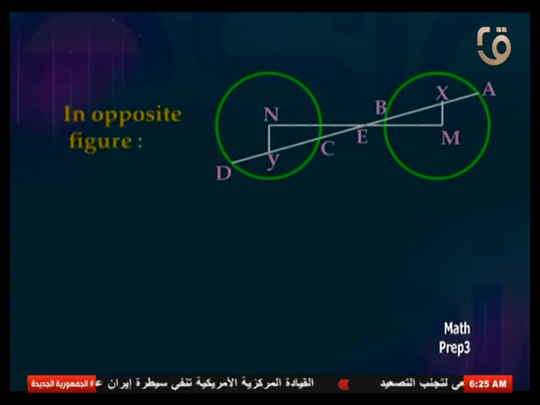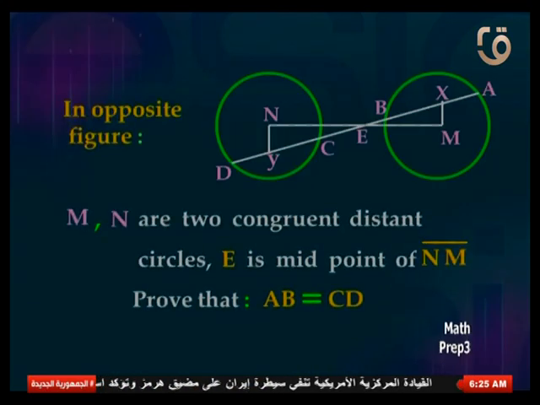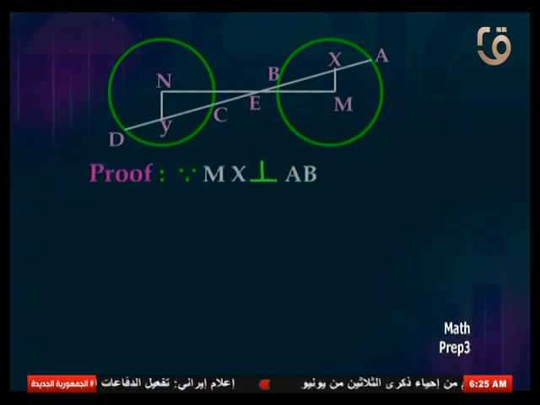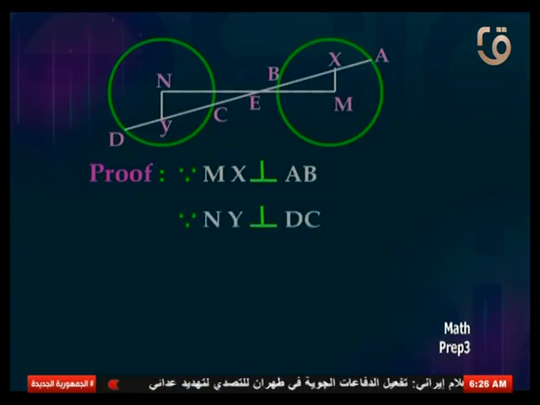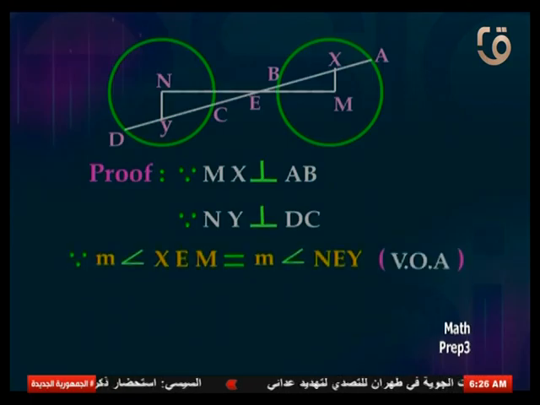Another example, in the figure opposite, M and N are two congruent circles. E is the midpoint of NM. Prove that AB equals CD. At the very beginning, as MX is perpendicular to AB and NY is perpendicular to DC, it means that measure angle XEM equals measure angle NEY, and they are vertically opposite angles.